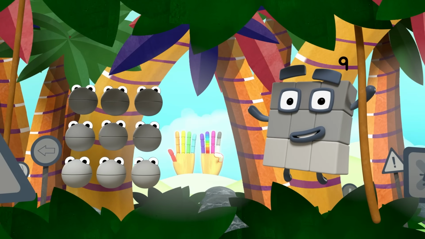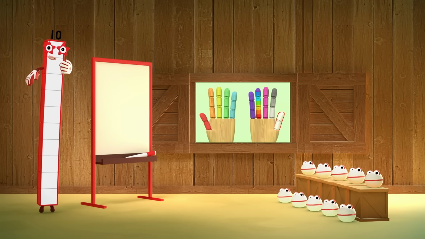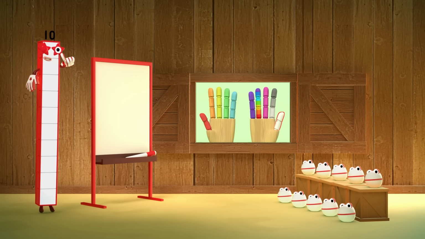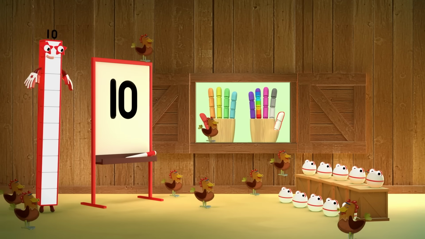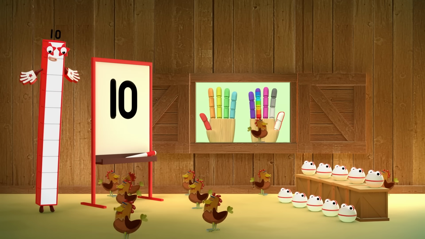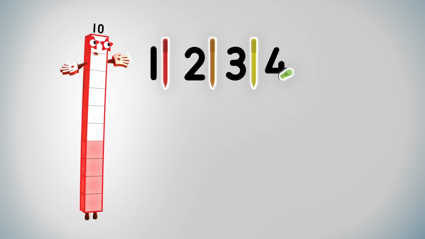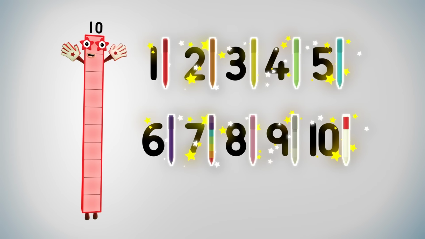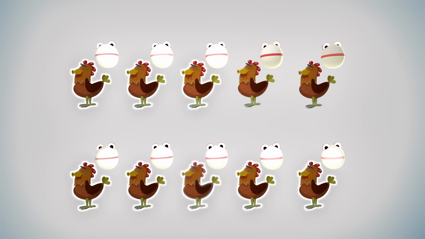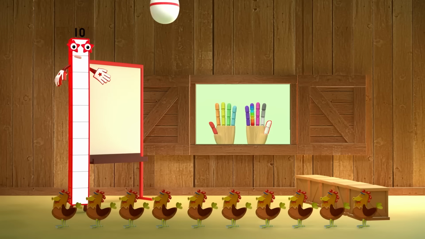And me. 10 Numberblobs and me. Counting everything we see. Writing with a pen. Plucking like a hen. 10 Numberblobs. And me. 1, 2, 3, 4, 5, 6, 7, 8, 9, 10. 10 pens. 1, 2, 3, 4, 5, 6, 7, 8, 9, 10. 10 hens. 10 Numberblobs.